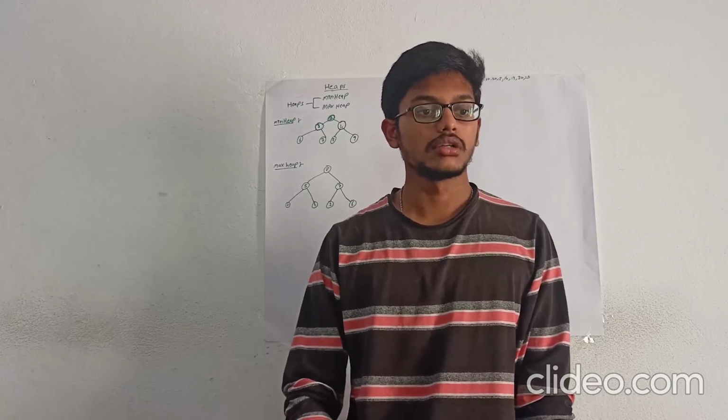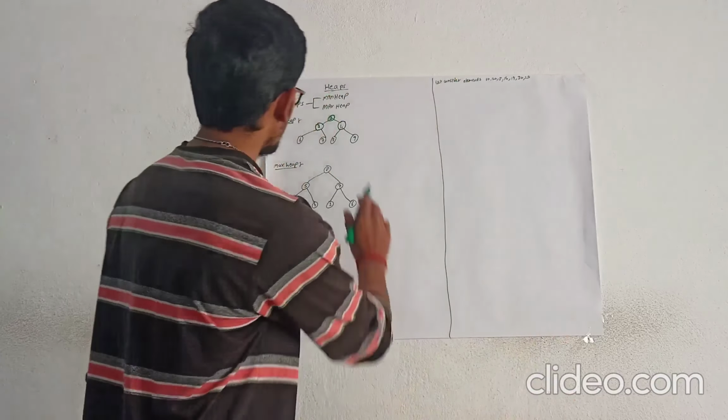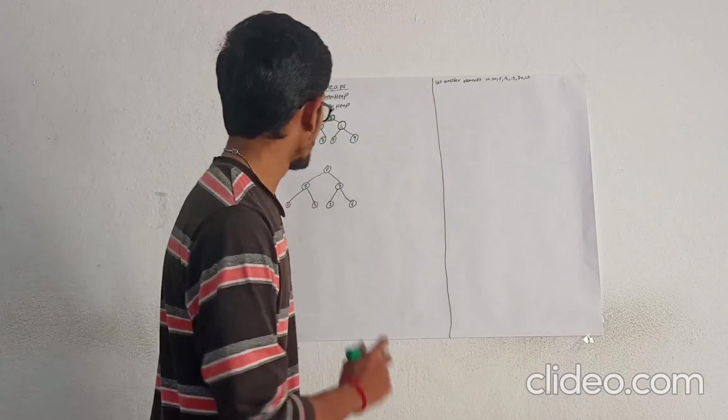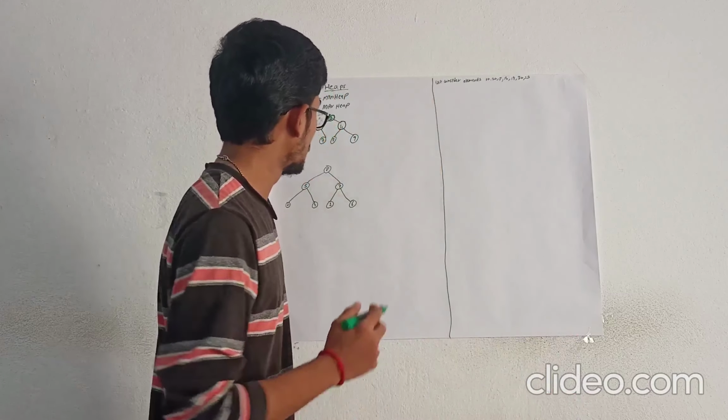Generally, heaps are divided into two types: min-heap and max-heap. First of all, min-heap. Min-heap is defined as elements at every node must be less than or equal to the elements at the left child and right child. Here the root node must be less than the other nodes.